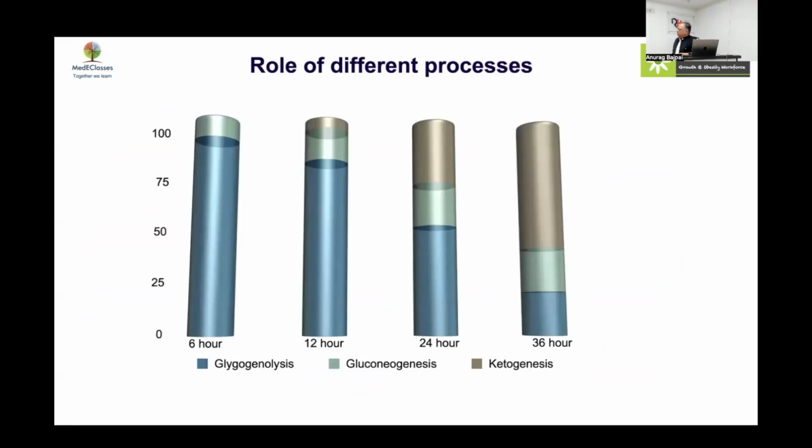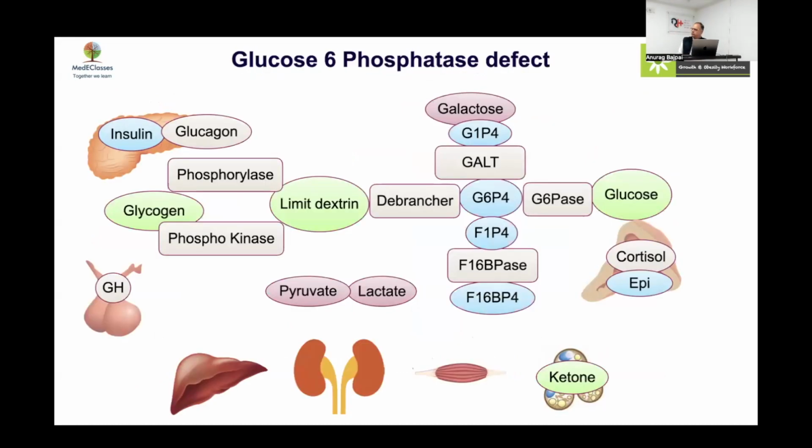At 6 hours, you can see 90% is glycogenolysis. As you go from 12 to 24 hours, the glycogenolysis becomes less. The other pathways become important. So timing and gap between meals becomes a very, very important process to understand from that perspective. So we'll go one by one.